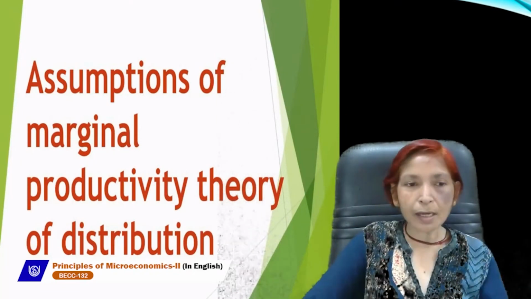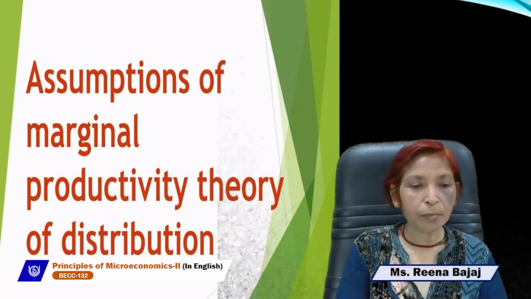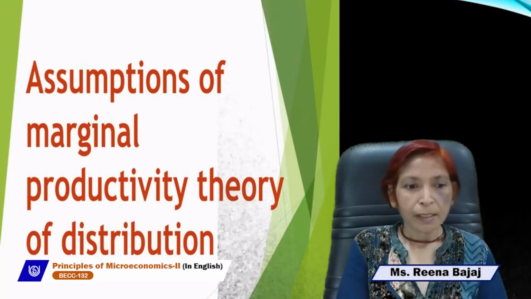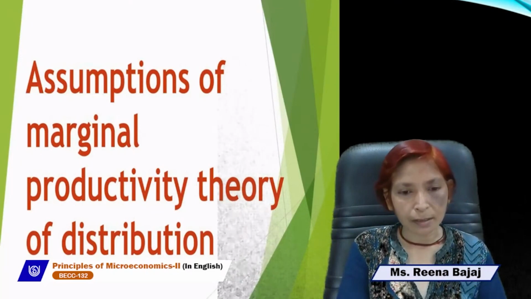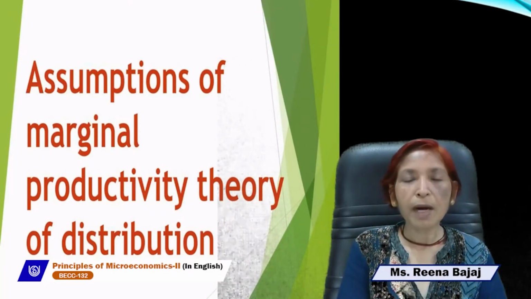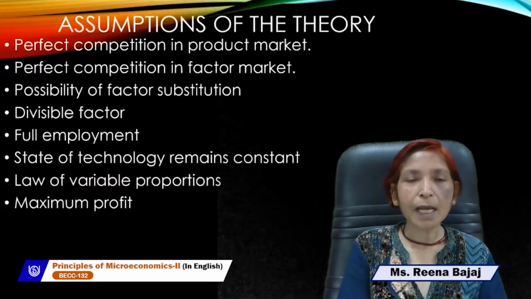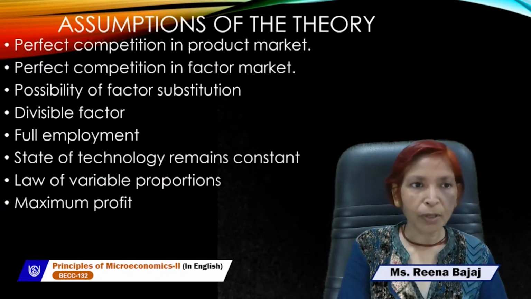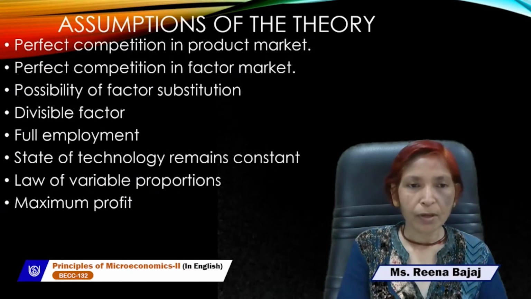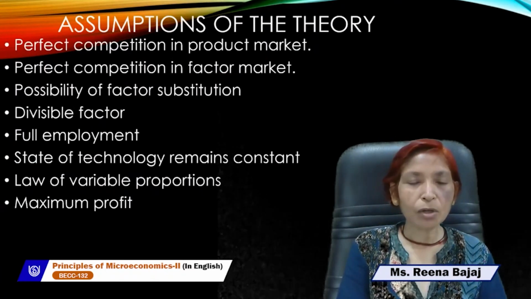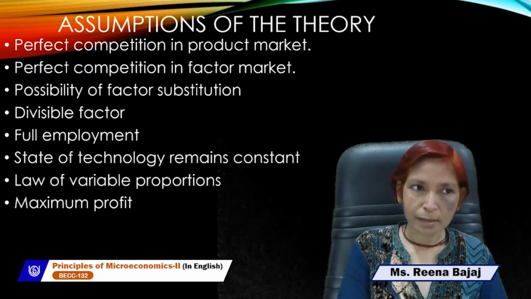Now, what are the assumptions of the marginal productivity theory of distribution? This marginal productivity theory was introduced by J.B. Clark. J.B. Clark was a classical economist who gave this theory. The theory is basically based on some assumptions.